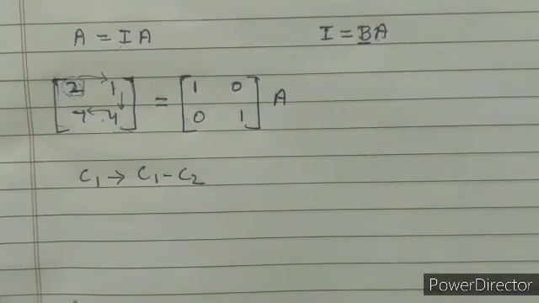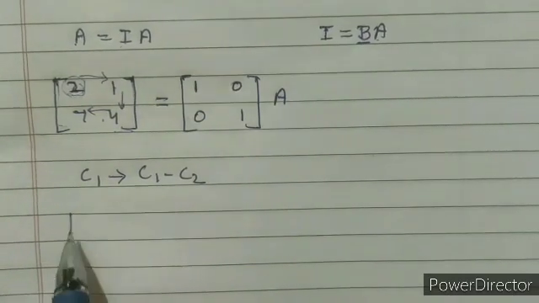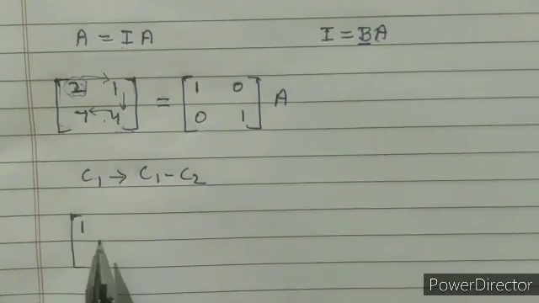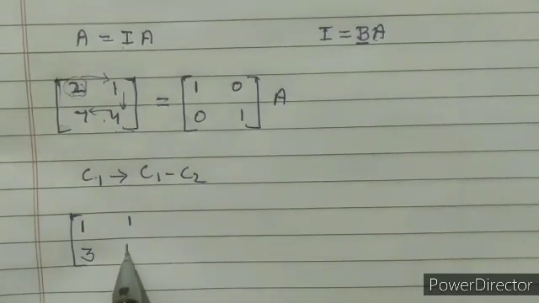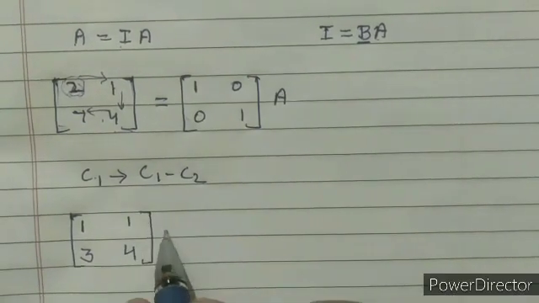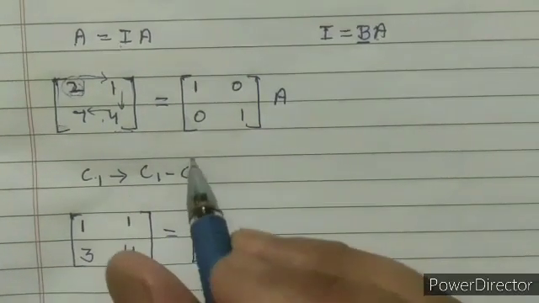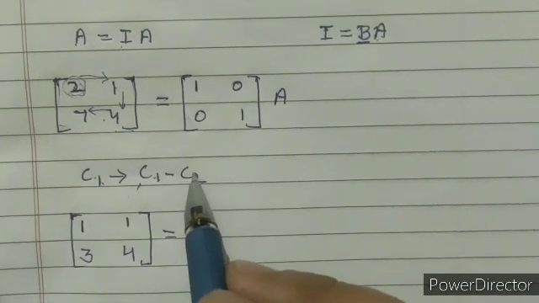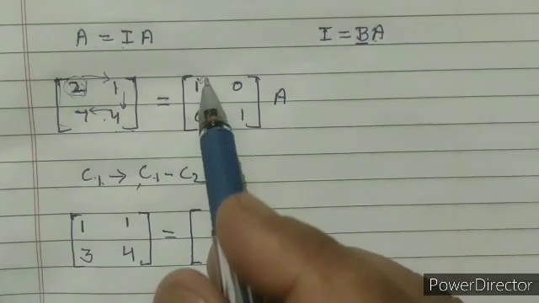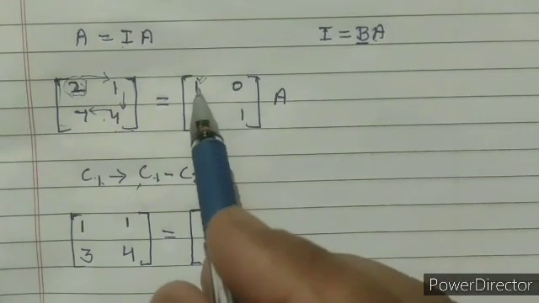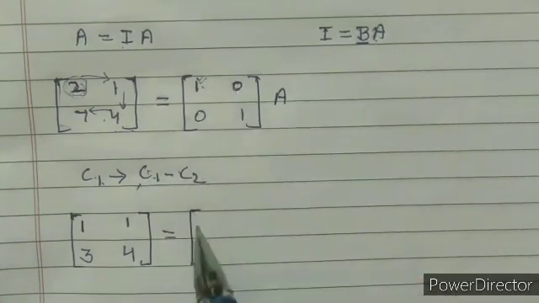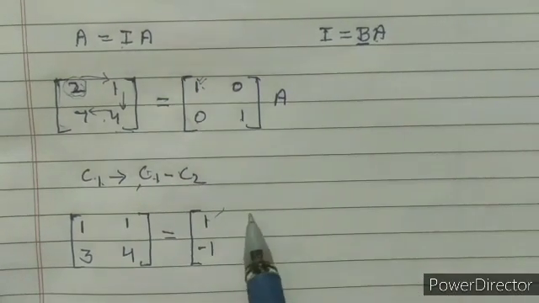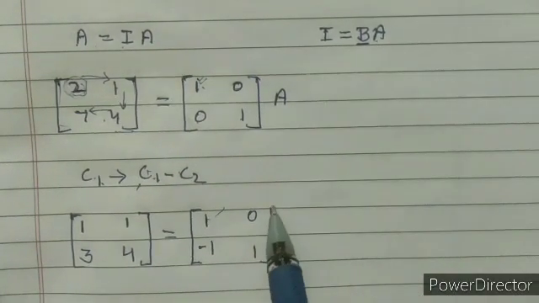Here we will change column 1: 2 minus 1 will be equal to 1, 7 minus 4 will give us 3, and the second column will remain the same. Now on the right hand side we will apply the same operation. We are changing column 1 by column 1 minus column 2, and the corresponding element to 1 in column 2 is 0. So this will be 1 minus 0, and that will give us 1 again. 0 minus 1 will give us minus 1, and the second column will remain the same.